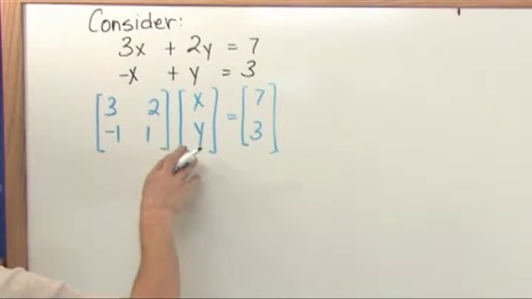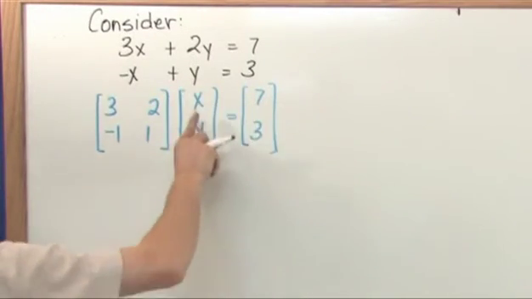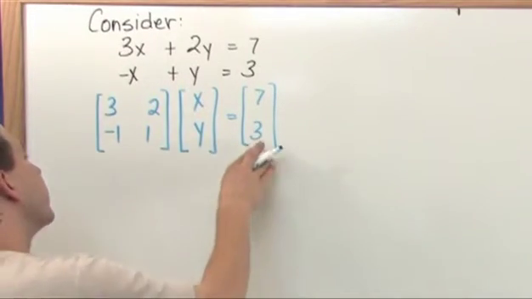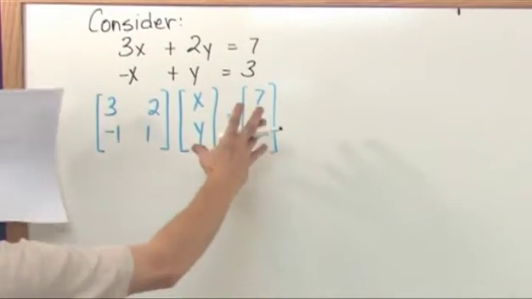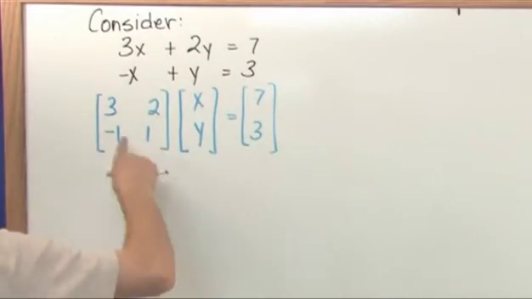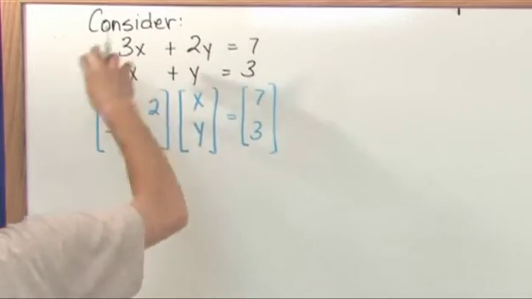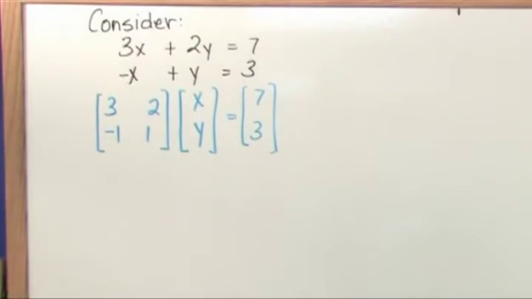Coefficient matrix times the variable matrix, always written on top of one another like this, is equal to what's on the right-hand side. This is a compact way of writing the whole system, because if you do the matrix multiplication, you exactly come back with the equations that you started with. Okay? So why am I doing this?